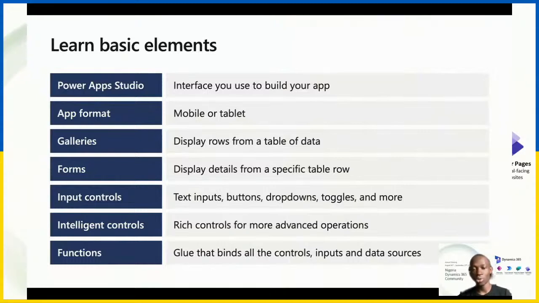You have different input controls: a text input, button, drop downs, toggles, and more. You have some of the intelligent controls as well. For example, if you're talking about displaying HTML content, that's when you're talking about rich text. It's interpreting the HTML code to look like text. So that's when you have the rich text control.